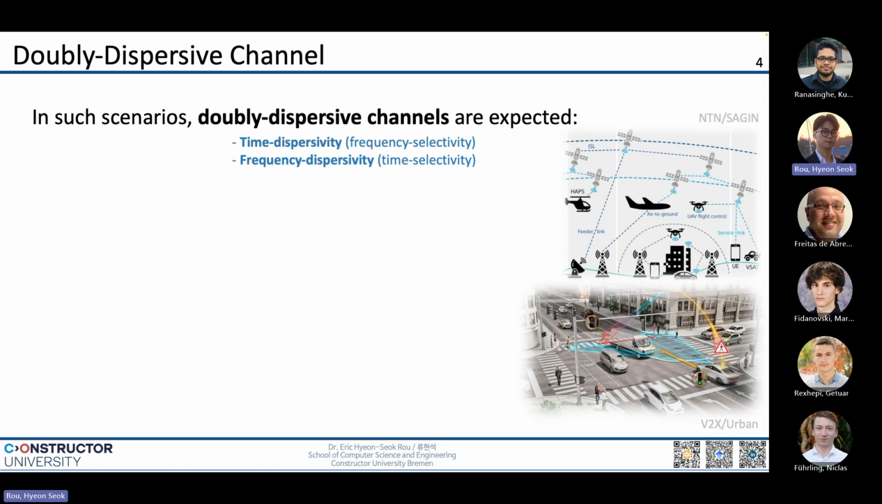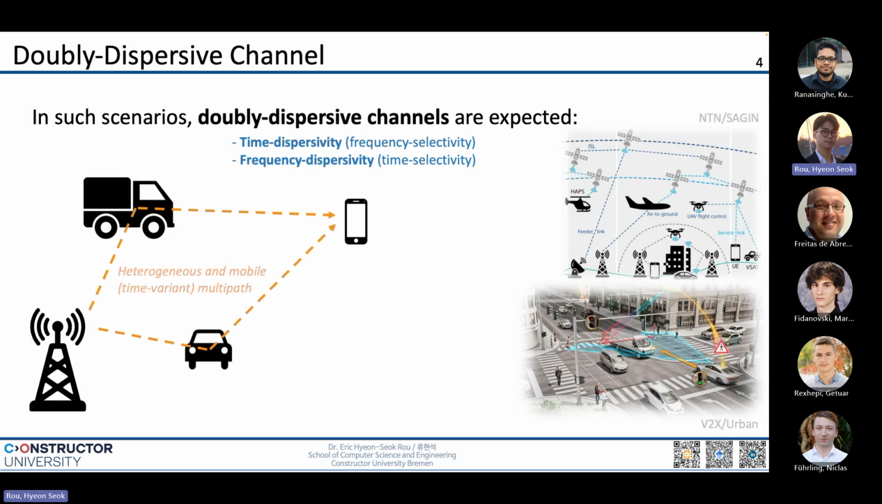One of the most highlighted features of these 6G or beyond fifth generation wireless systems is the doubly dispersive channel. I mentioned before that we have a heterogeneous and very dense environment, such as in the figures on the right. In these non-terrestrial networks or urban V2X scenarios, we have many targets or scatterers in the environment that are moving with high mobility, so high velocity. This means that the wireless channel exhibits both time dispersivity and frequency dispersivity. These are also, respectively, the frequency selectivity and time selectivity of wireless channels.